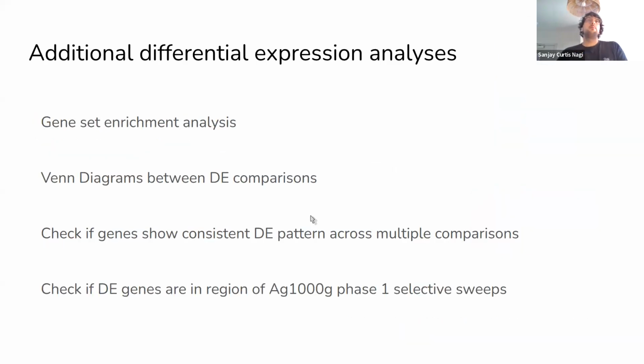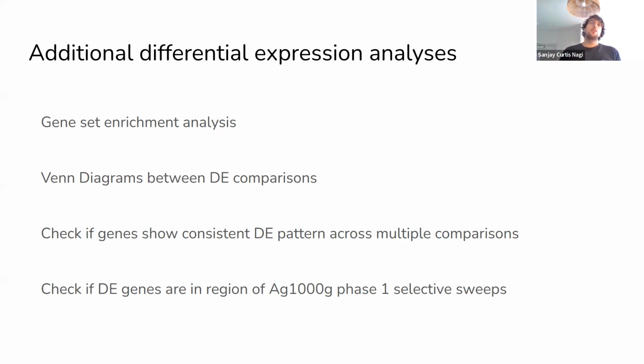And so, yeah, the pipeline does quite a few additional smaller differential expression analyses, which I'm not going to touch on in any detail, but things like gene set enrichment analysis for different GO terms or KEGG pathways. It can produce Venn diagrams between differential expression comparisons. So if you have two different differential expression comparisons and you want to see if the same genes are being upregulated within these comparisons, we can produce Venn diagrams for that.